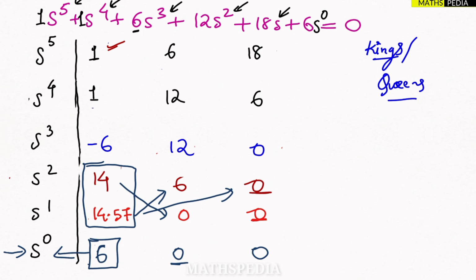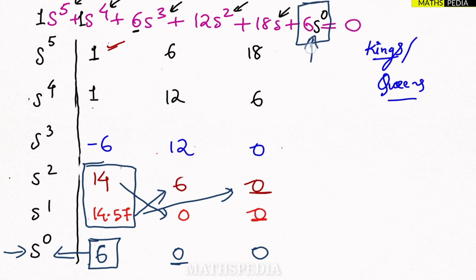Always remember s power 0 will be there in all the questions, because it is the lower power, right? So it is present in all the Routh array wherever you are doing this type of questions. Now 6 is there. In the question, if you observe s power 0, what is the coefficient? See here, s power 0, what is the coefficient? Here also it is 6.